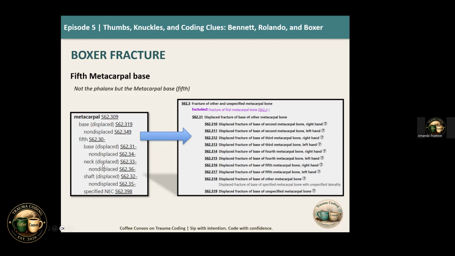So if you're looking at the neck, then that's going to take us out to the S62.33. And then you would have the same sixth character values, like 0, 1, 2, 3, respectively, on the displacement and whether it is right or left. So I've given you both. I've given you that displaced base of your fifth metacarpal, as well as using your alphabetic index for the fifth metacarpal, and then taking that out to your neck as well.